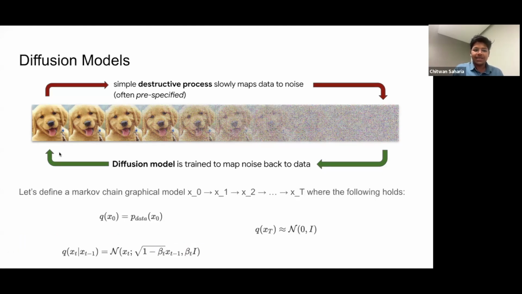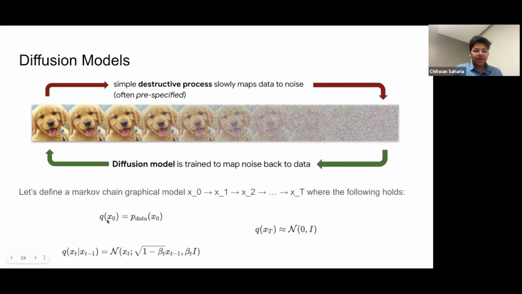So I'm just going to formalize what I talked about right now. We basically define a Markov chain graphical model that goes from x0 to x1 to x2 up to xt, where x0 is the left image and xt is the right image. And the following three things hold in this Markov chain.